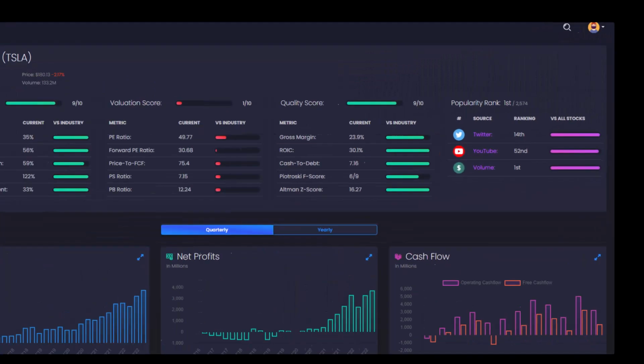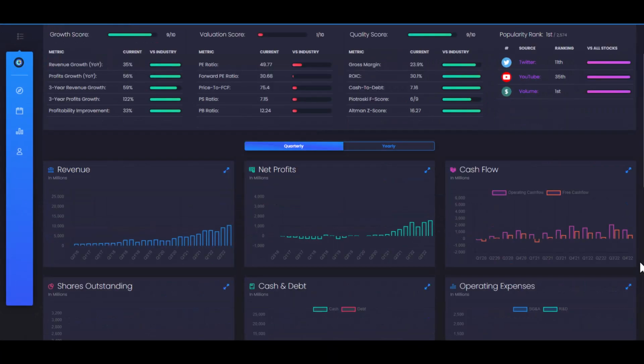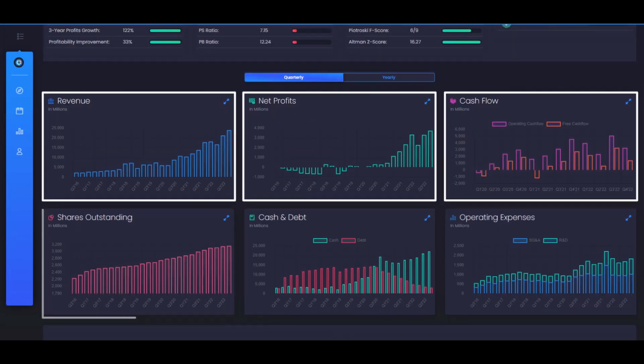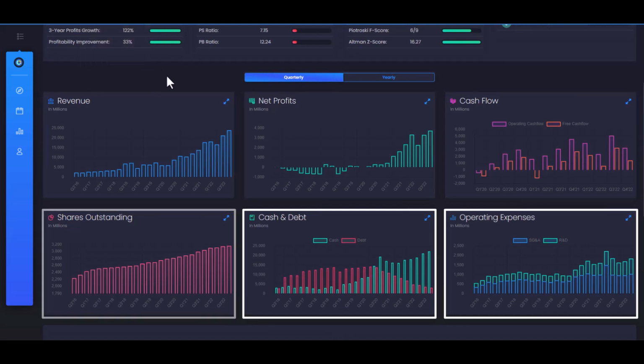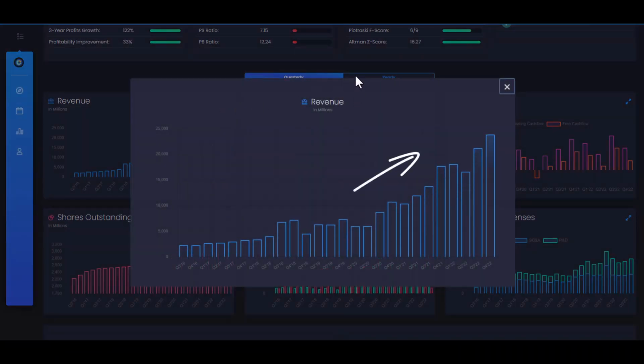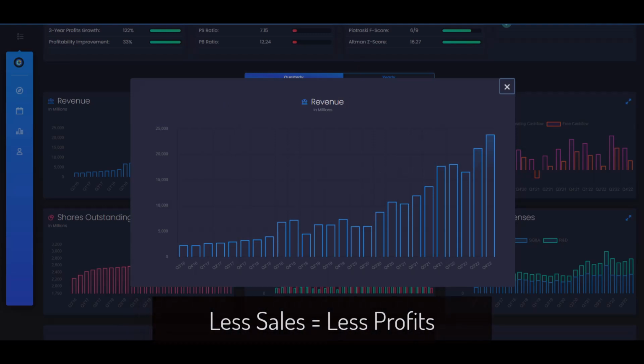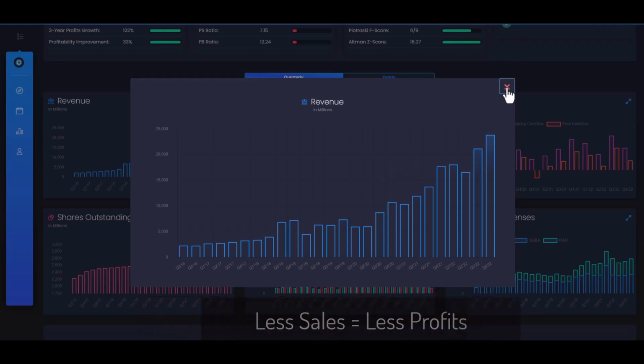Also, you can click on any of these links and check what other investors are saying about the stock. Now that we're done with the metrics section, I want to go over some important charts that you have to understand if you really want to make money in the stock market. First is the revenue chart. You want this to go up and to the right. Simple as that. Beware of companies with a revenue chart going down.